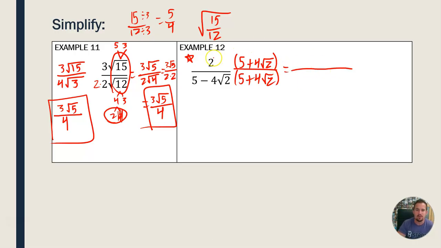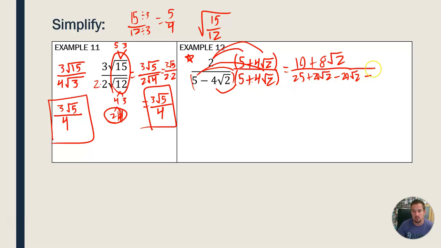So if I multiply the top here, 2 times 5 is 10. 2 times 4 square root of 2 is 8 square root of 2. And then the bottom I'm going to have to distribute. So 5 times 5 is 25. 5 times 4 square root of 2 is 20 square root of 2. Negative 4 square root of 2 times 5 is negative 20 square root of 2. And then negative 4 square root of 2 times positive 4 square root of 2 is going to be negative 16 square root of 4.